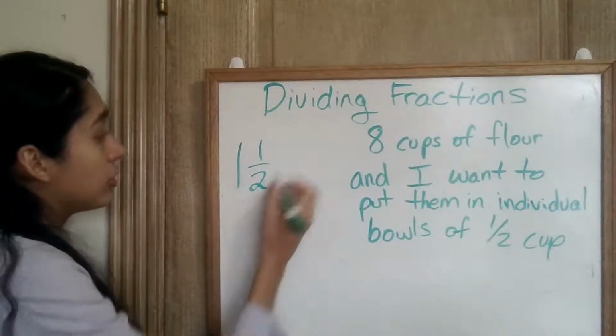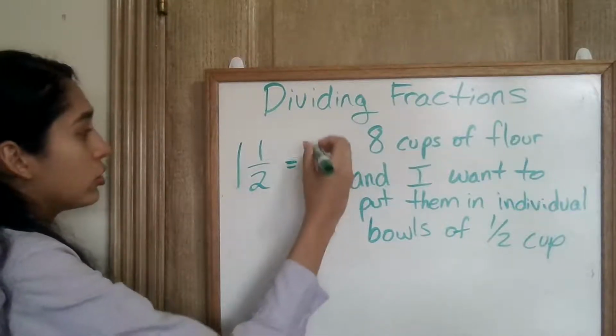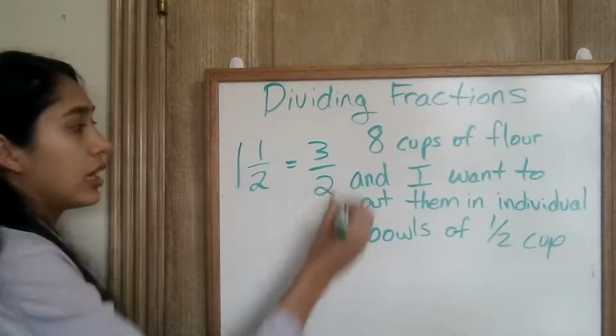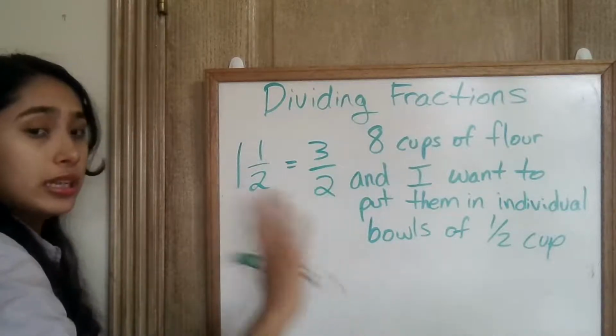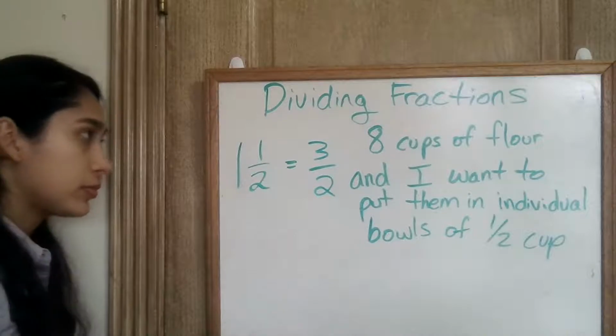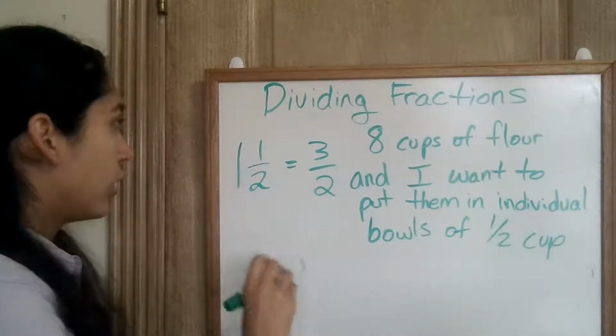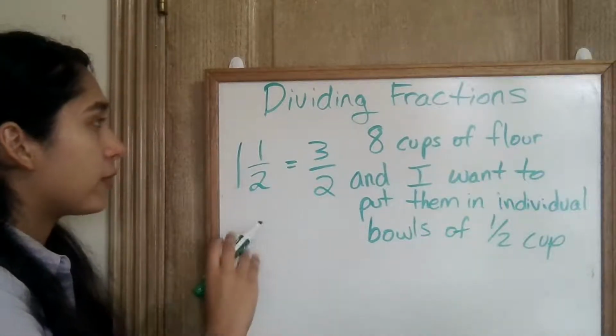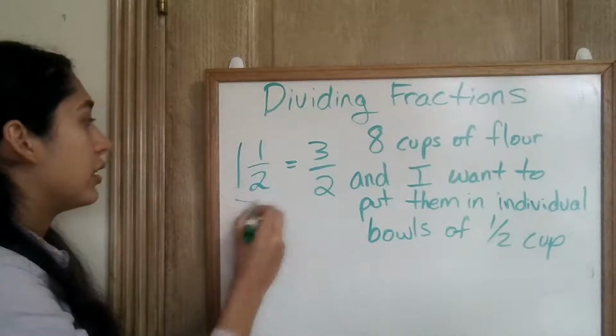Next we have, which is the same thing as 3 over 2. This is called a proper fraction because we're only dealing with fractions. So let's say that we're dividing fractions and we're dealing with this kind.